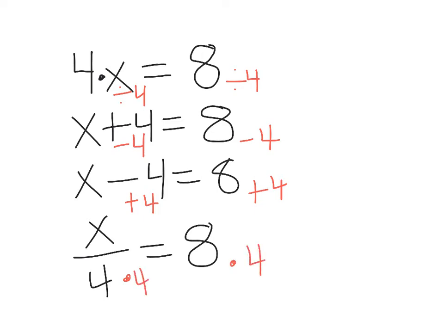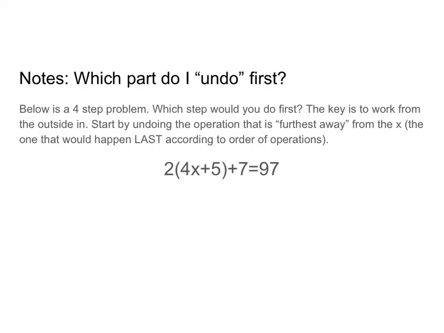Now, things get even trickier when we have to combine all these operations at the same time. And the question becomes, which part do you undo first? So I've made up a problem that has lots of steps, 4 steps to be precise. And we have to decide which one to do first. Are we going to take care of the 2, the 4, the 5, or the 7 first in our attempts to get x by itself?